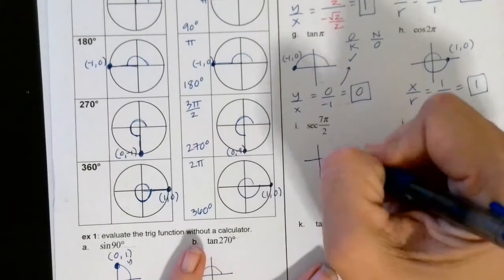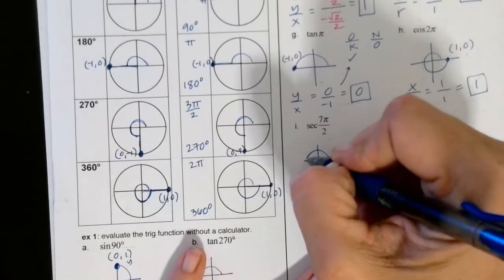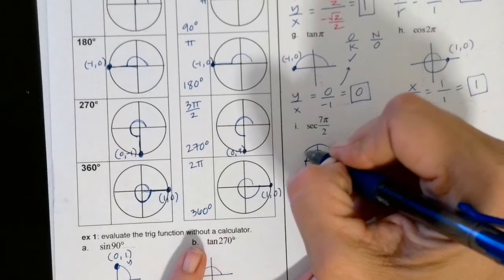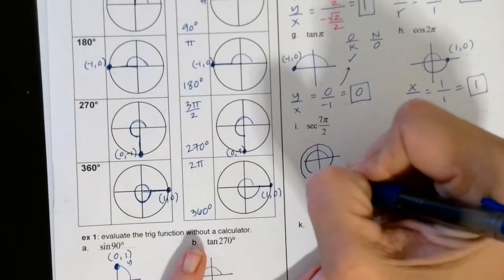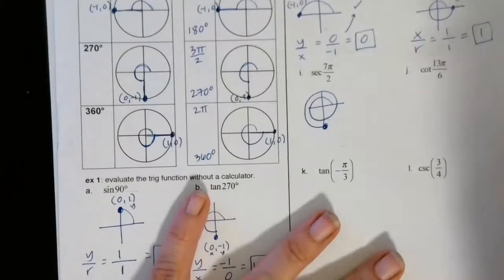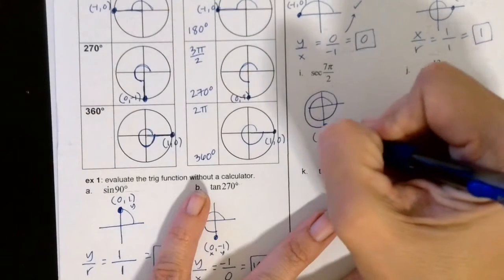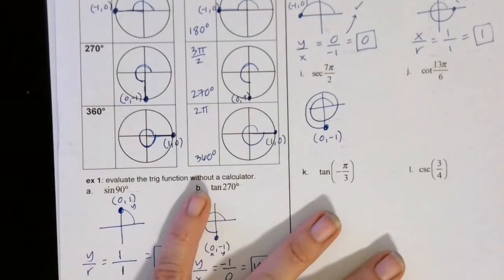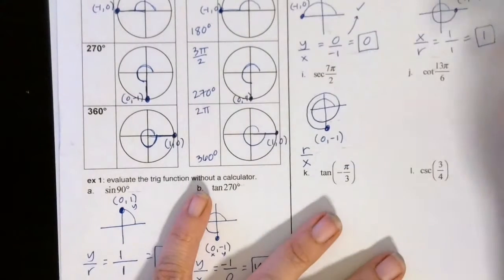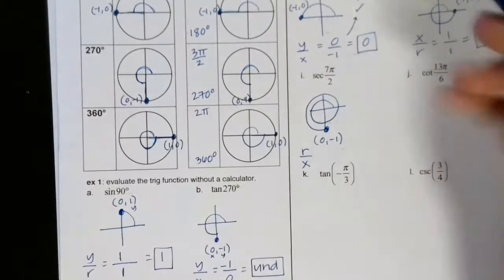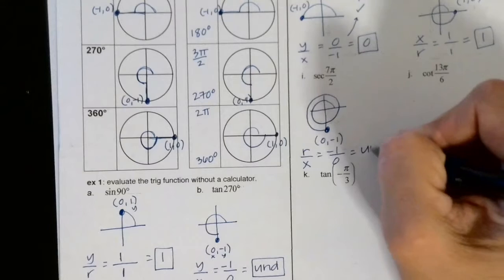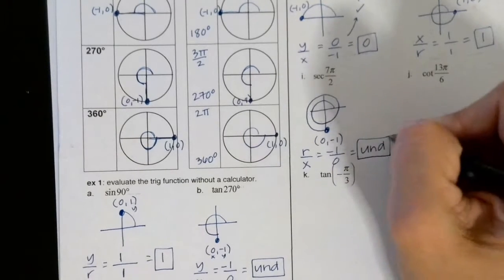Secant of 7 pi over 2. 1 pi over 2, 2 pi over 2, 3 pi over 2, 4 pi over 2, 5 pi over 2, 6 pi over 2, 7 pi over 2. I don't know why I drew that spiral so big, but I did. It's great. So this is the point 0, -1. Secant will be r over x because cosine is x over r. So this would be -1 over 0, which is not okay, so that's undefined.